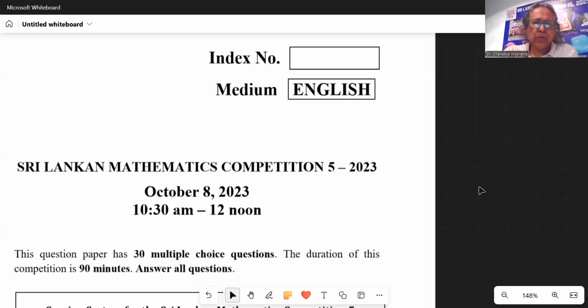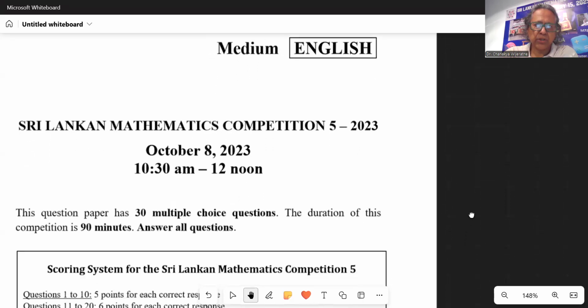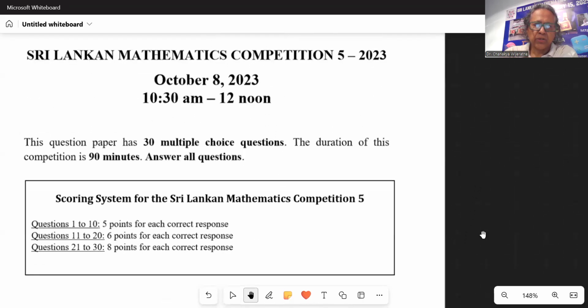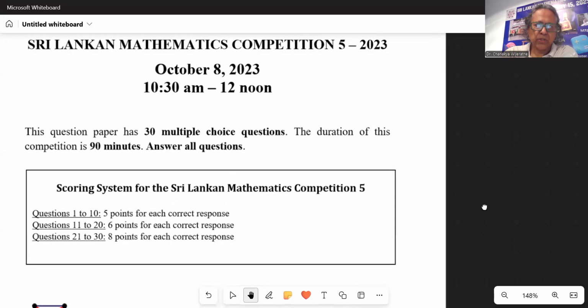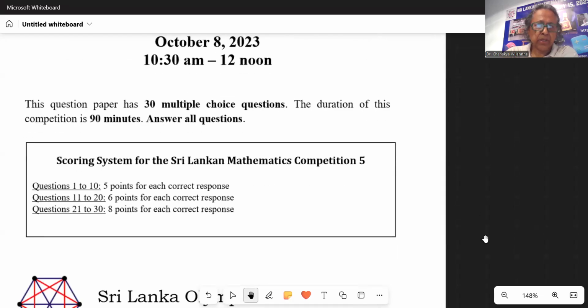Let me share the paper with you. I hope you can see the paper, right? So the first page, the cover page, has information about the competition. This has 30 multiple choice questions like all the other SLMC papers, and the duration is 90 minutes. You have to answer all questions in 90 minutes.